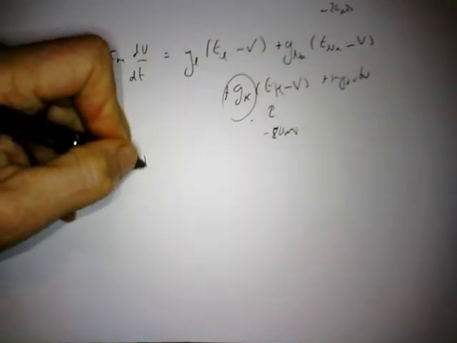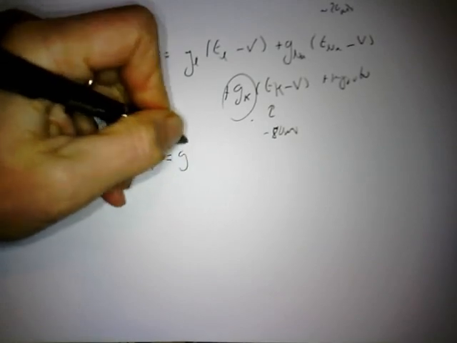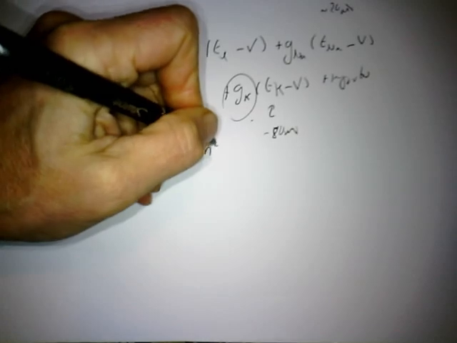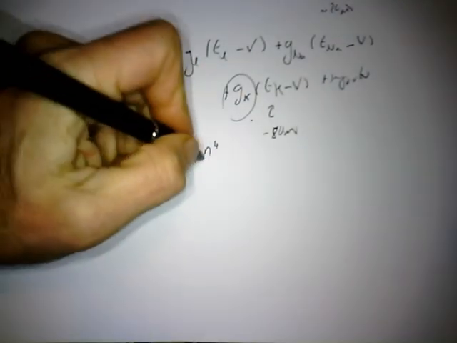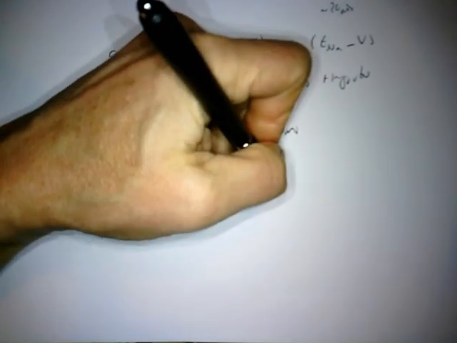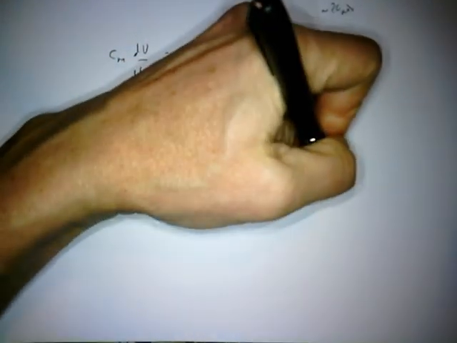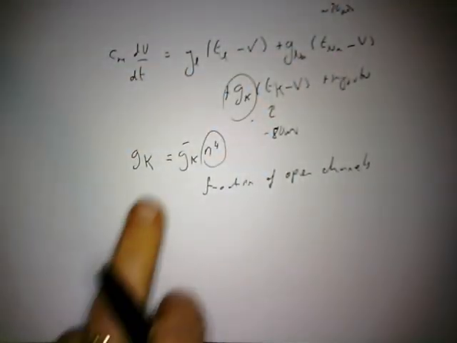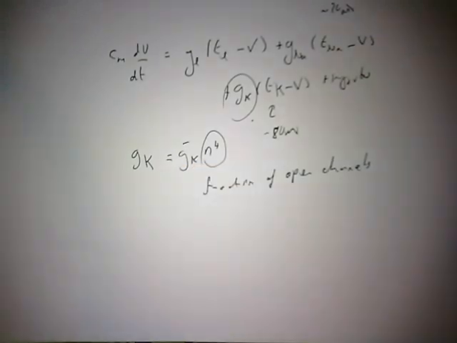So the conductance for the potassium channel, we're going to let that equal some maximum value times some probability, and the probability we're going to write as before as n to the 4th. So you can think of this as the fraction of open channels, or the probability that a given channel is open. And so this is the maximum value, the constant bit, and this is the bit that's a number between 0 and 1, whose dynamics we're going to study.